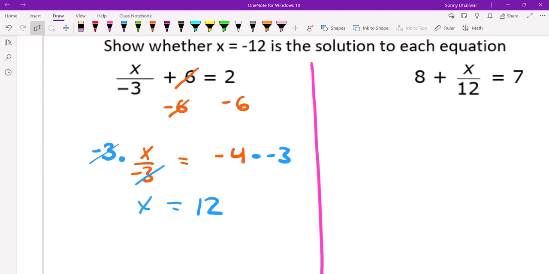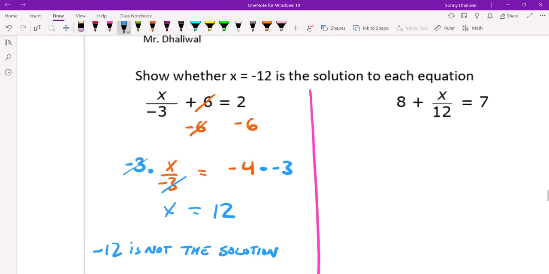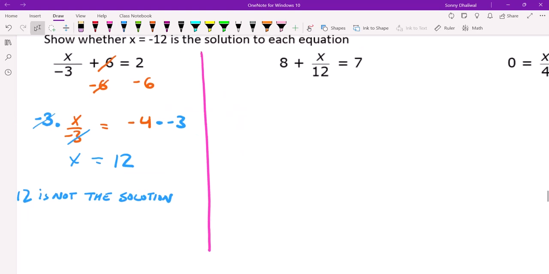So is this negative 12? No. It's positive 12, not negative 12. So negative 12 is not the solution. Okay. Next one, we'll do the other method.